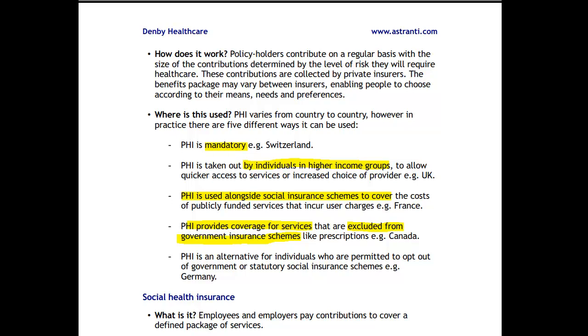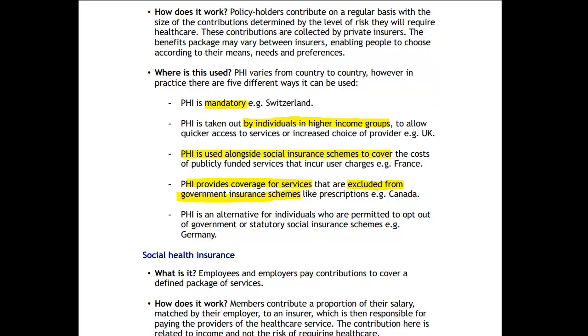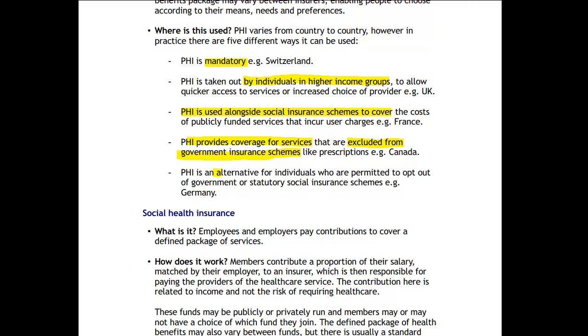And in some cases, private health insurance simply provides an alternative. So for those individuals in high income groups who are permitted to opt out of receiving any government or statutory social insurance schemes, like in Germany, for example. And that again tends to be in those higher income groups.